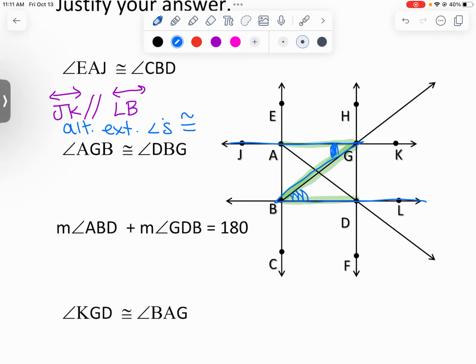Harvey, which two lines are parallel? Is it AD and BG? Okay, so here's what I want you to look at. The line that both angles touch is the transversal. The other line that the angles are touching would be one of the parallel lines. So AG and BD would be perfect answers.